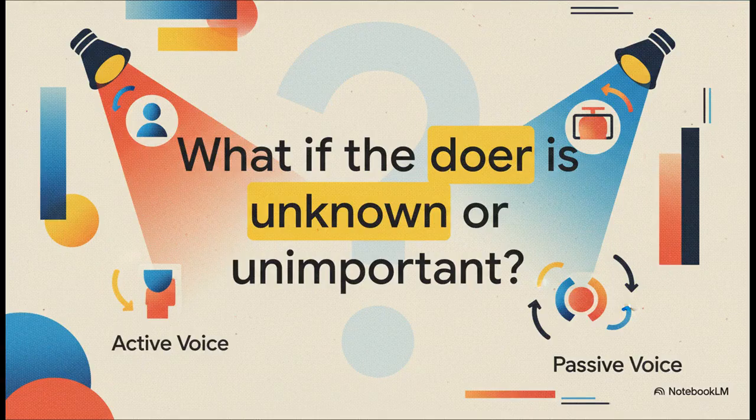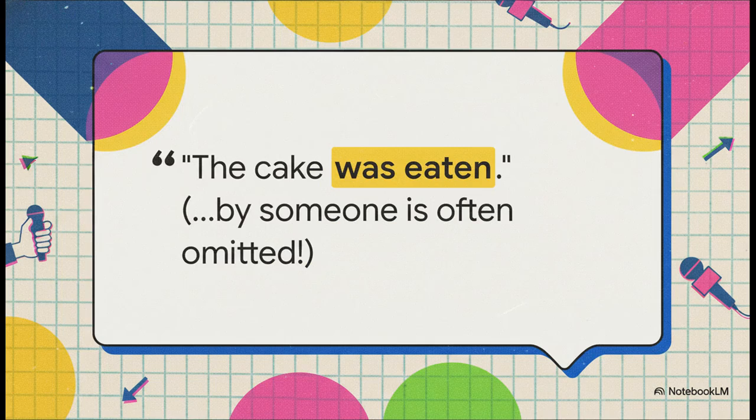But what about that by part? I mean, what if the person doing the action is a total mystery? Or, what if you just don't really care who it was? This is where the passive voice has a superpower. Check this out. "The cake was eaten." We have no idea who ate it, right? And we definitely don't need to say "by someone." So the key here is you can just drop the doer completely if they're not important. The focus stays right where it should be, on that poor, eaten cake.